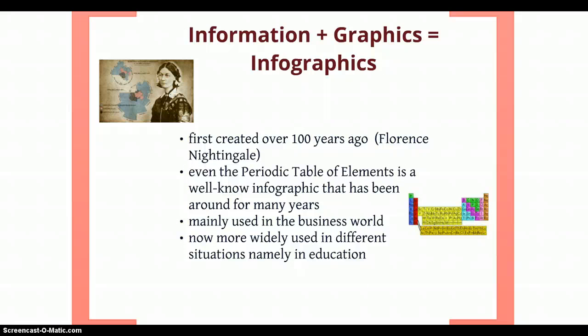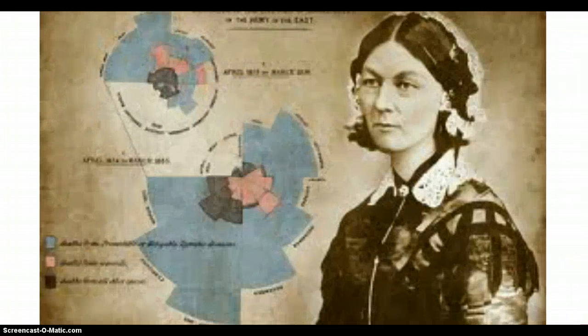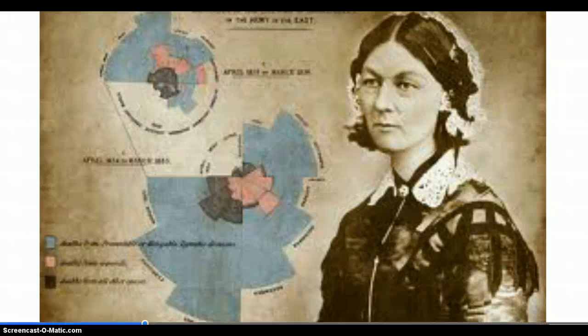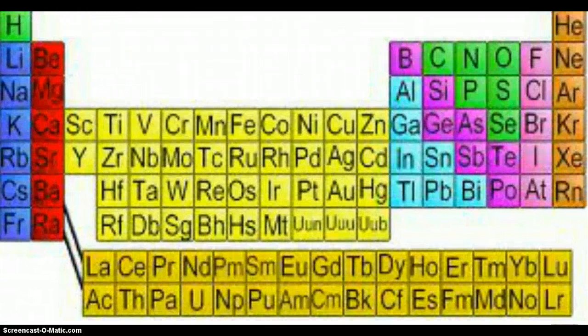Infographics, the word infographics, is a combination of two words, information and graphics. Infographics have been around for many years. One of the first infographics was created by Florence Nightingale over 100 years ago. She created an infographic to show causes of mortality. Another infographic that has been around for many years is the periodic table of elements. It's definitely an infographic. It shows you the different elements that are used to create different chemicals on the earth.